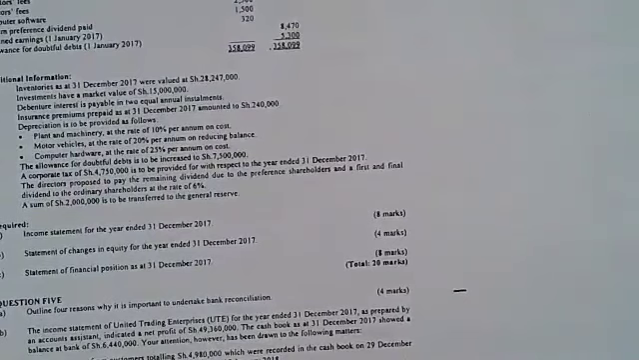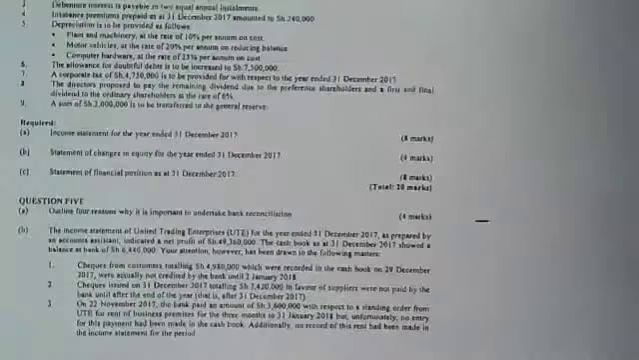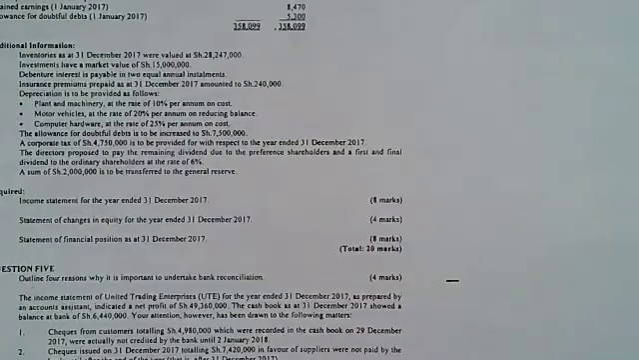we've been told that inventories as at 31st December 2017 were valued at 28,247. That is as at the end of that year, and that is our closing inventory. So our closing inventory in our case, let me just use the shillings in thousands, will be 28,247.